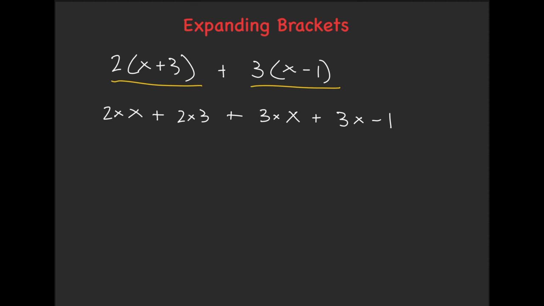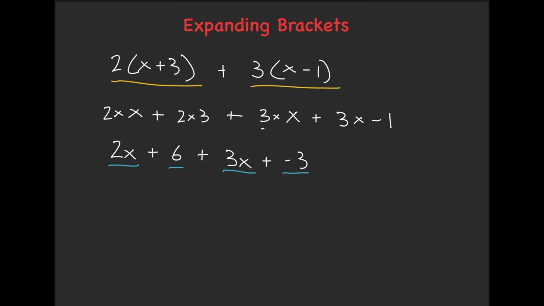And now, let's go step by step and simplify this expression. Beginning here, 2 times x can be written as just 2x, plus 2 times 3, which is 6, plus 3 times x, which is just 3x, plus 3 times minus 1, which is negative 3. So plus negative 3.